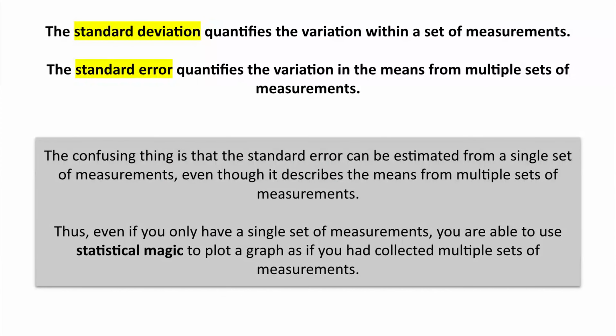And the confusing thing is that the standard error can be estimated from a single set of measurements, even though it describes the means from multiple sets of measurements. So this means that even if you only have a single set of measurements, you're able to use statistical magic to pretend as if you had collected multiple sets of measurements. And that's it.